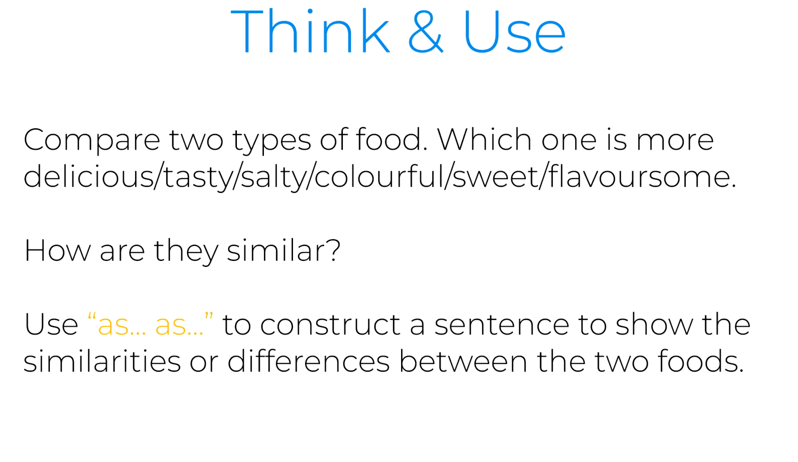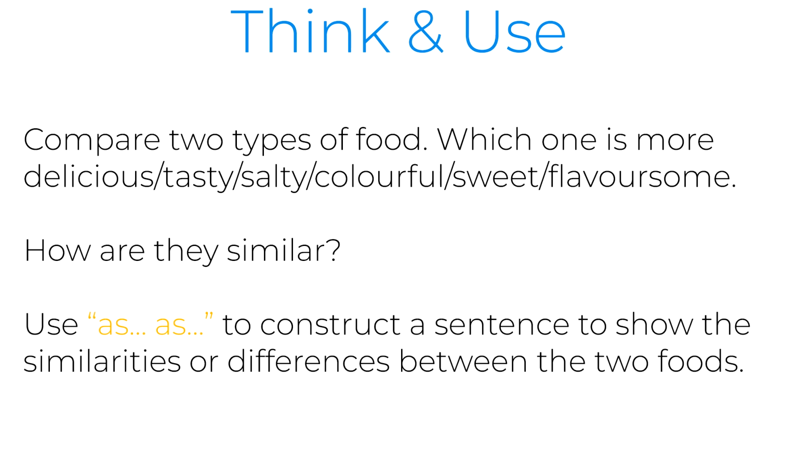Now let's start thinking more about this grammar structure and getting you to use it in your written and spoken English. Let's start thinking about it now. Compare two types of food. So choose two types of food. It could be pizza and spaghetti. It could be cake and ice cream. It could be curry and sushi.